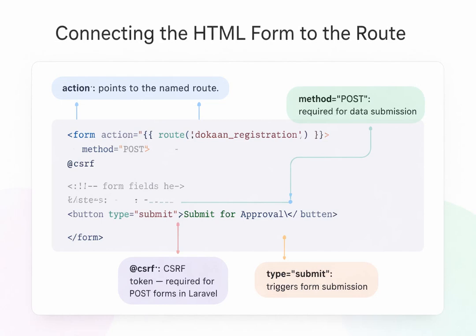To connect the HTML form to the backend route, the form tag needs two key attributes. First, the action attribute. This is set using the route helper function with the route name Dukan registration. Second, the method must be post. And critically, inside any post form in Laravel, you must include the @csrf directive. This generates a hidden CSRF token that protects against cross-site request forgery attacks. Without it, Laravel will reject the form submission with a 419 error.